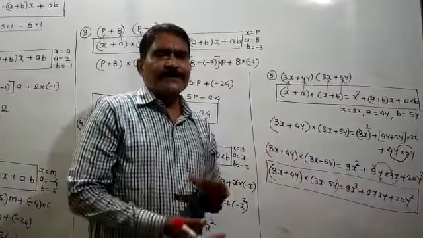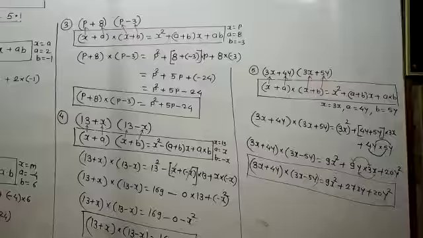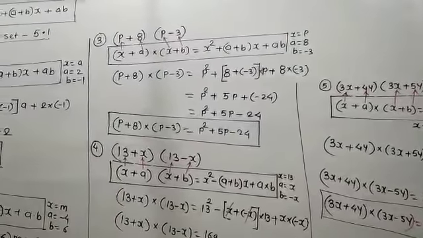Downside one example, you have to solve another example. Utilize the identity properly and solve the example properly. So write all these things properly.